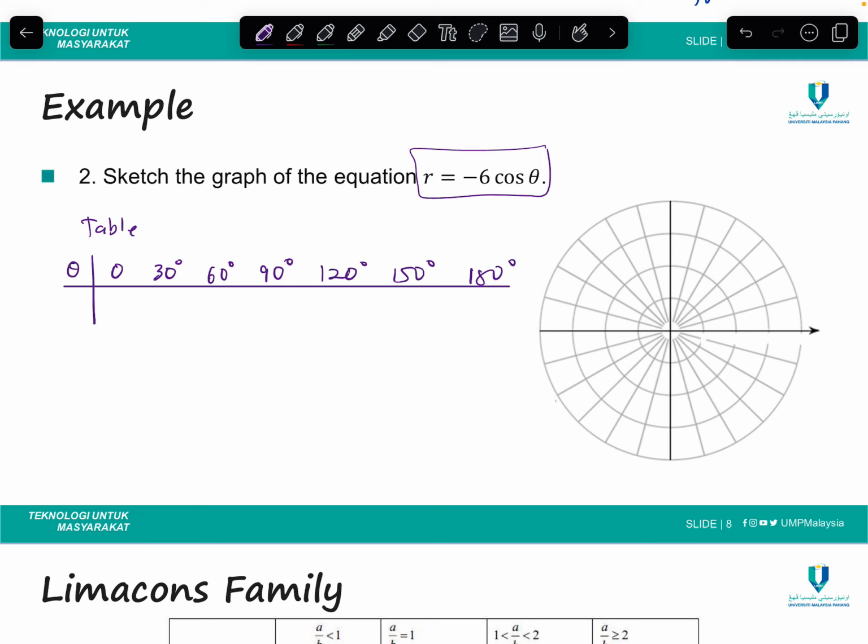Then you have to calculate the value of r based on the given function. You have to substitute the value of theta inside r. So -6 cos 0 is -6. And then you have to continue and complete the table.